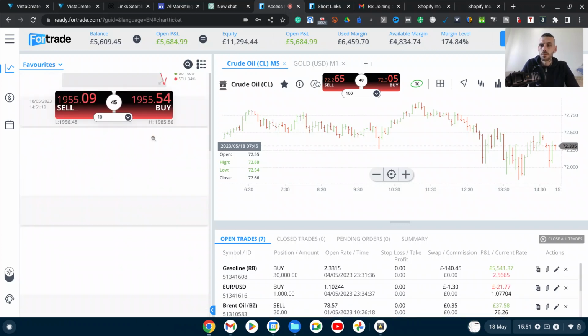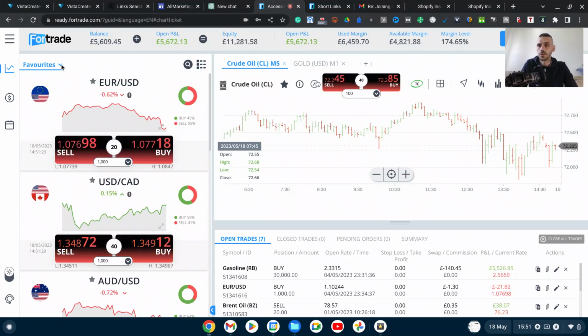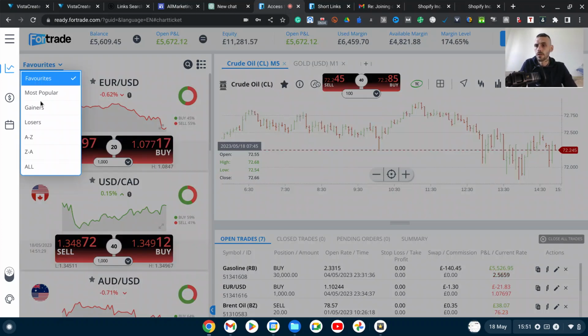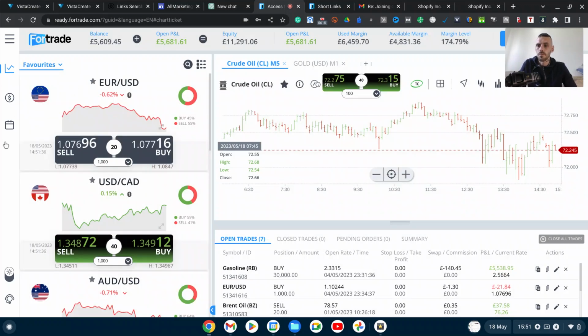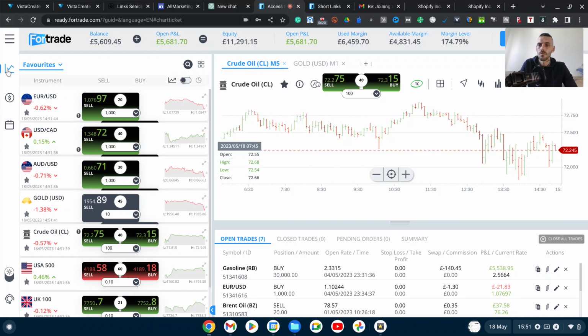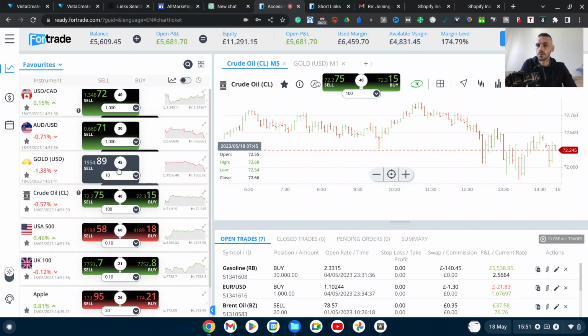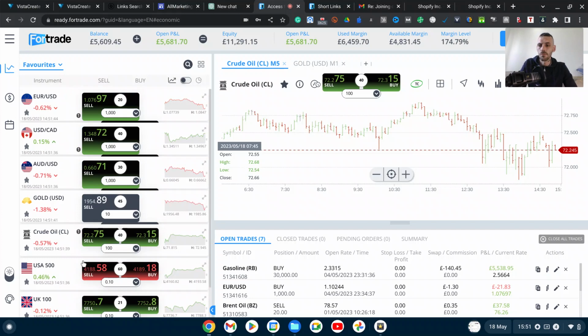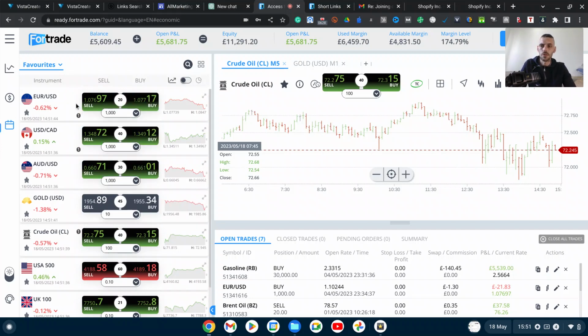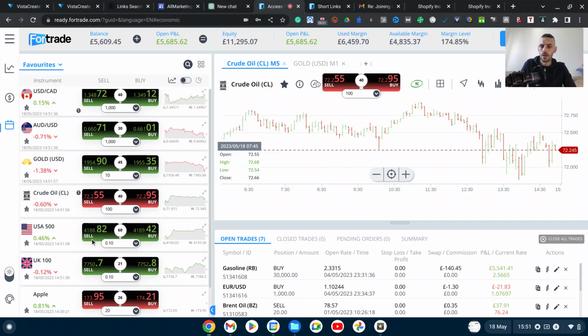Pretty straightforward, depending on what you want to trade. I'll just show you what the favorites are. If you just go onto this, you've got this part here, which is your popular, gainers, losers, A to Z, Z to A, and all. If I just show you the different types of trades you can actually do. So look, these are the ones I mostly focus on. You've got currency, gold, crude oil, and obviously more currency. And I have obviously done trades with Apple, but there are others that you can do.